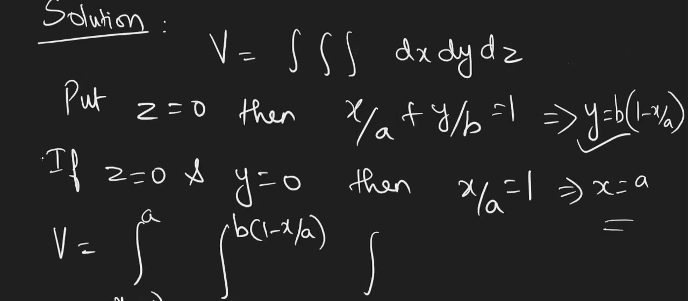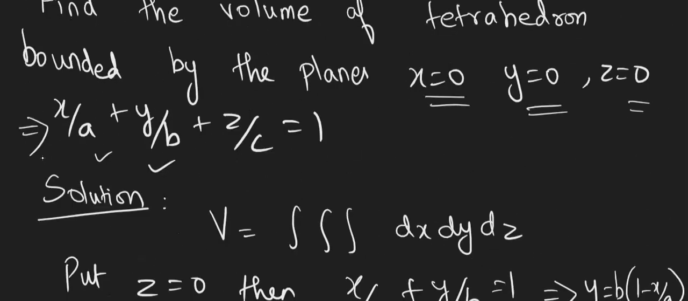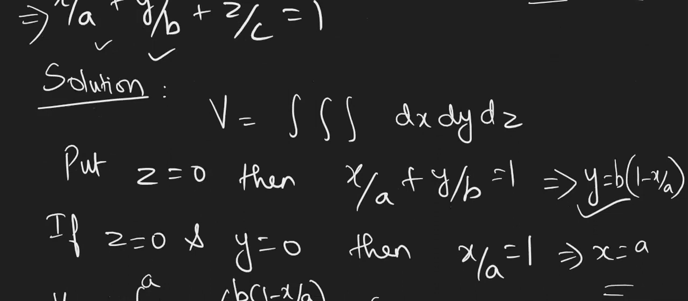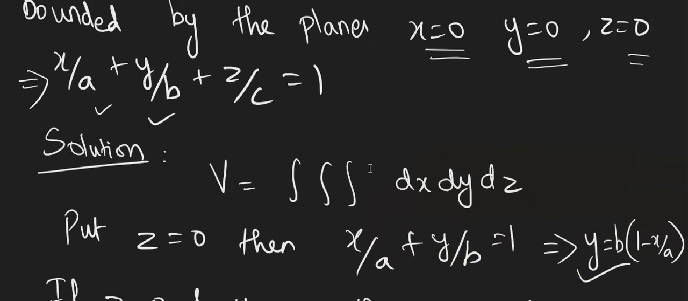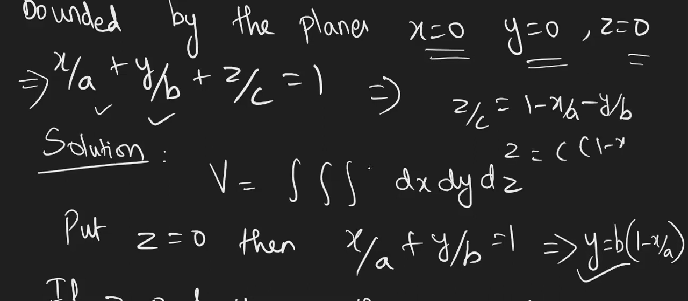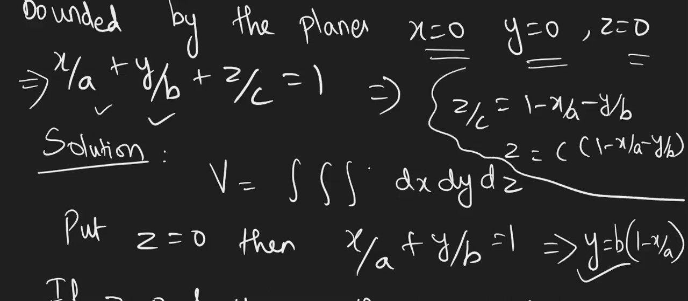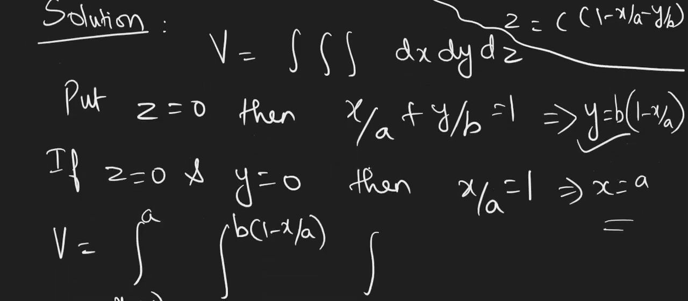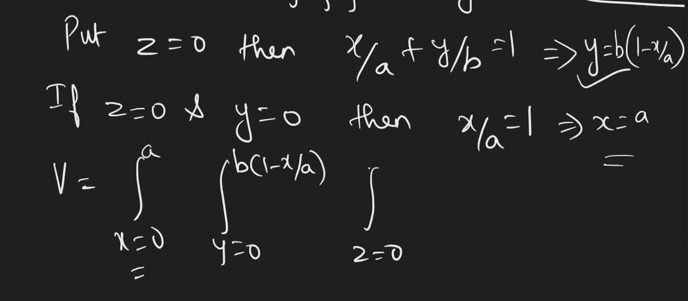z is equal to 0 to where? From the equation, if I take z from this equation, z by c is equal to 1 minus x by a minus y by b. Therefore z is equal to c into 1 minus x by a minus y by b. So now this is the limit for z. So z is equal to 0 to c into 1 minus x by a minus y by b.